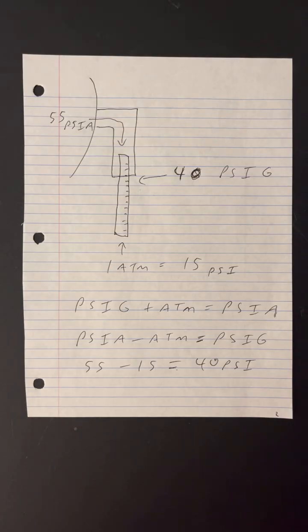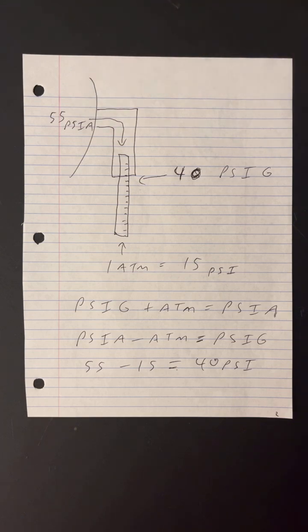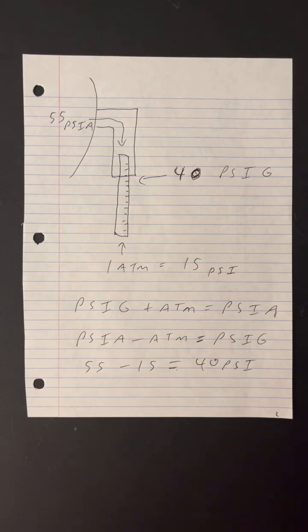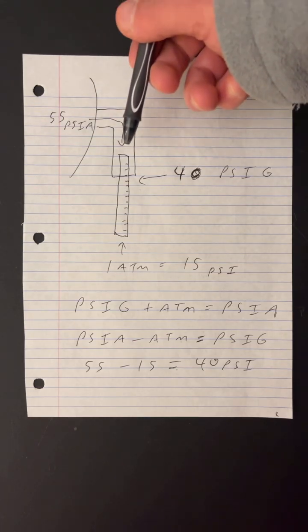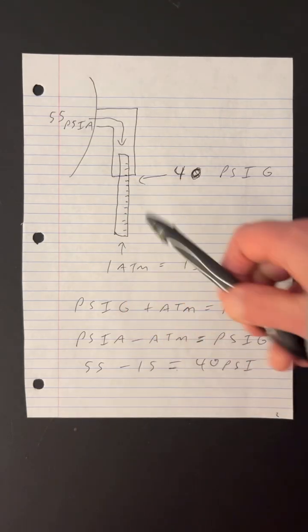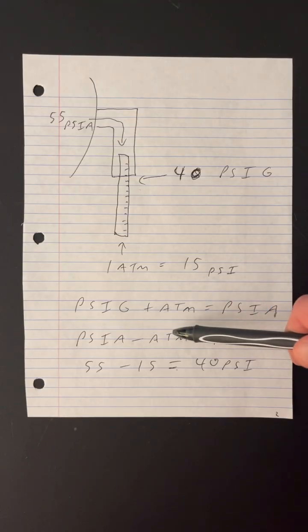First off, quick tangent because I think this is interesting. If you have a tire with 55 psi in it, that's 55 pounds per square inch. That could be absolute pressure. That pressure is pushing down on your tire pressure gauge right there, telling you the pressure that's in your tire. But then you also have 1 atmosphere of pressure pushing back, which is 15 psi. 55 psi minus 15 psi gives you 40 psi as your gauge pressure. So you can take your psi absolute minus your atmospheric pressure to get your psi gauge pressure.